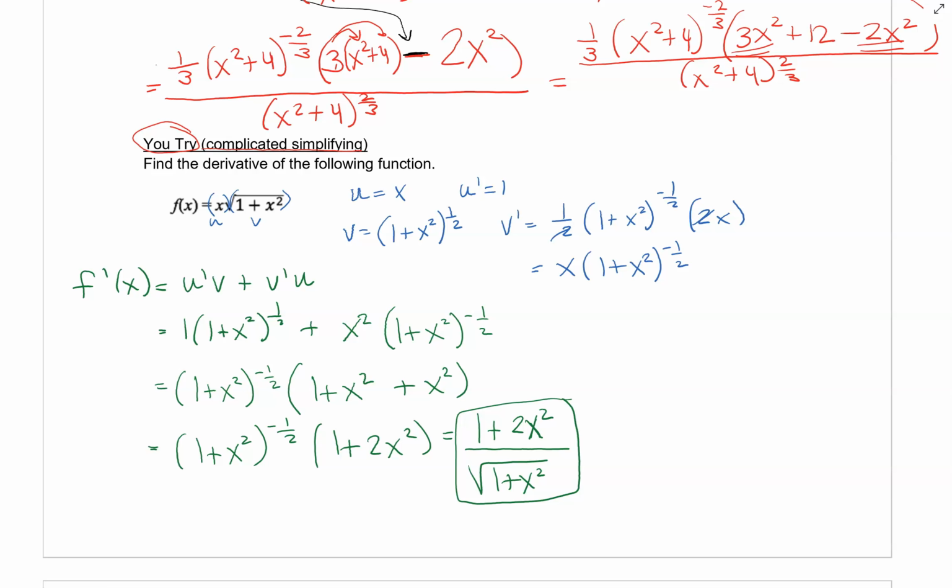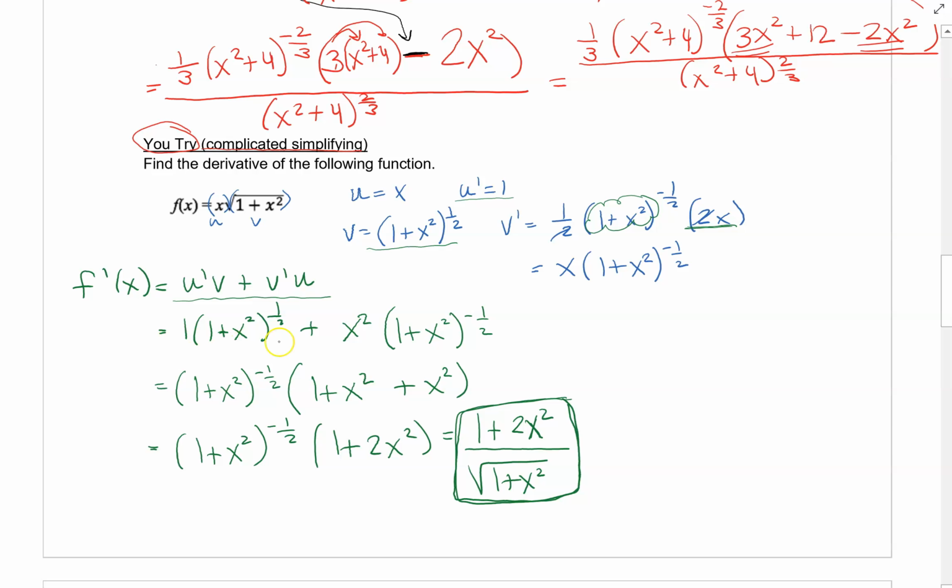Okay, so hopefully you ended up with this as your final answer here, the 1 plus 2x squared over square root of 1 plus x squared. This derivative required the product rule again because I had a function x times a function 1 plus x squared. So I called u x and then v the square root of 1 plus x squared. So I had to find each of their derivatives, and for finding the derivative of v, I had to use the chain rule. So I had to multiply by the derivative of 1 plus x squared right here.